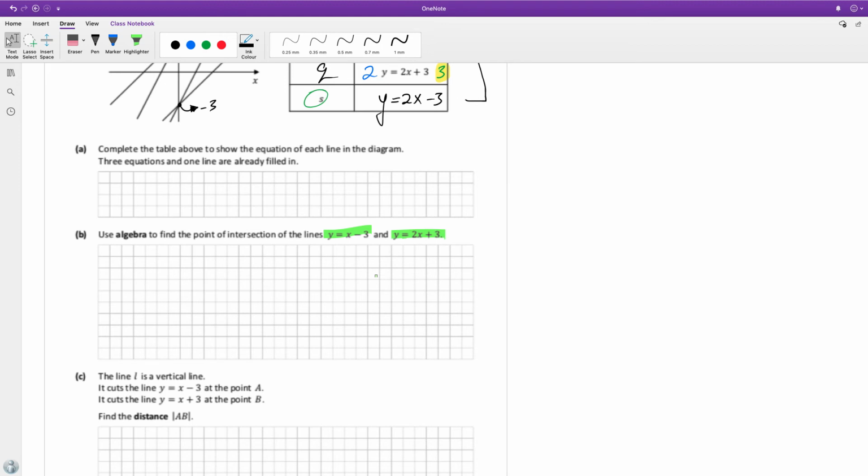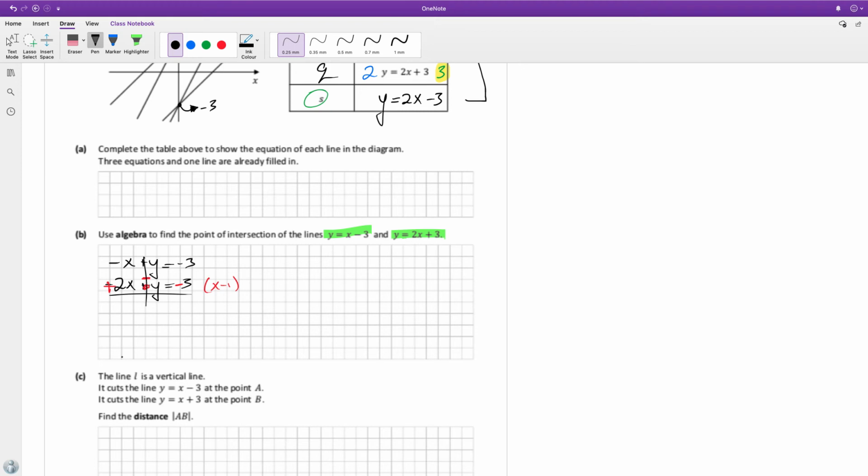Right. Let's have a little look at it. So, we're going to put these one over the other. So it's minus x plus y is equal to minus 3. Minus 2x plus y is equal to 3. Right, we're going to multiply our bottom line by minus 1, so that becomes plus 2x. That becomes minus y, and this becomes minus 3.